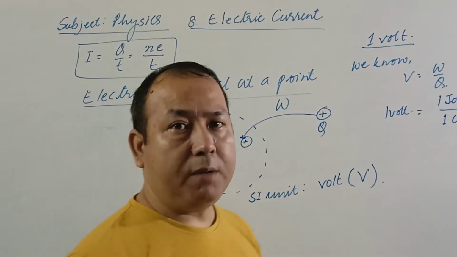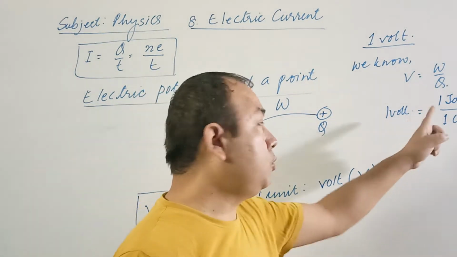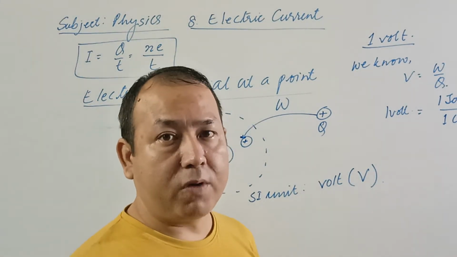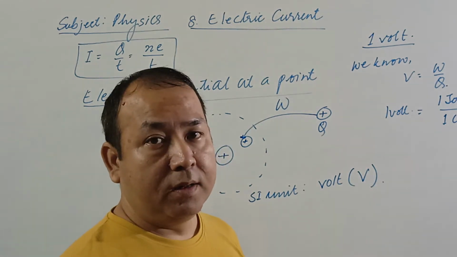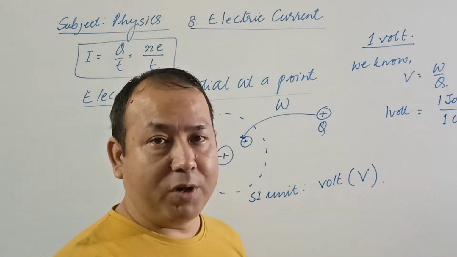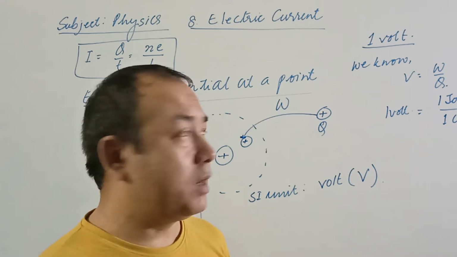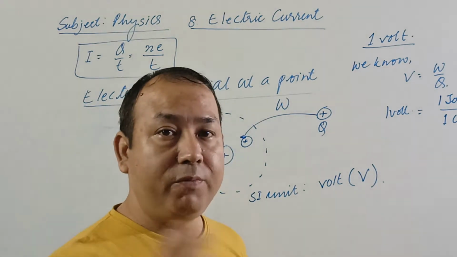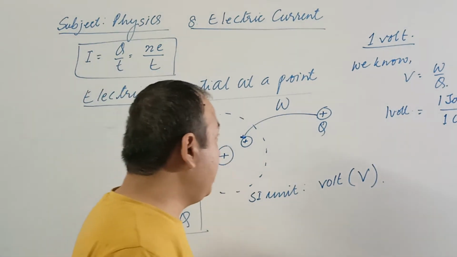So electric potential at a point is said to be 1 volt if 1 joule of work is done to bring a unit positive charge of 1 coulomb from infinity to that point. This is how you can define volt.